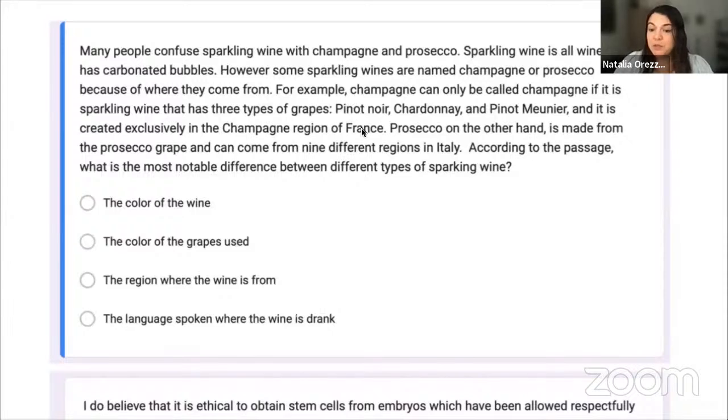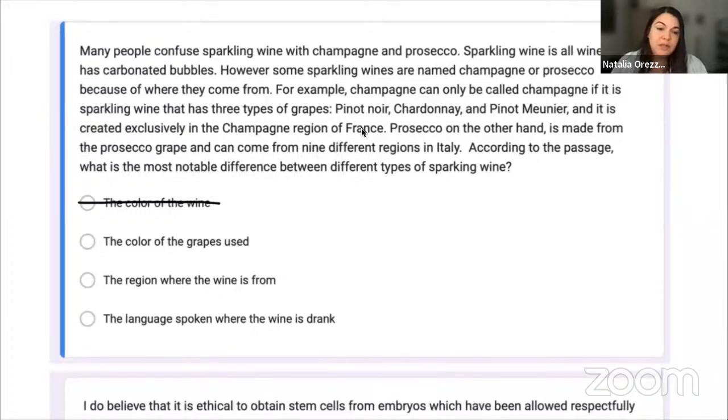So no, it doesn't explicitly say that, right? So we can cross this one out. Now this one we have to be careful with because you might be thinking to yourself, oh, well, I know about some wines and rosé is called rosé because it's pink. That is called extra information. If it's not in the paragraph, it's almost like it doesn't exist. We're not going to use that information. So don't let that confuse you and choose the wrong answer, okay?